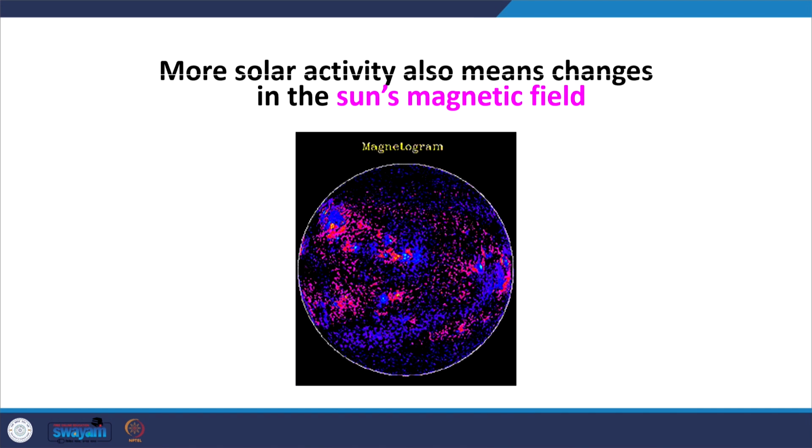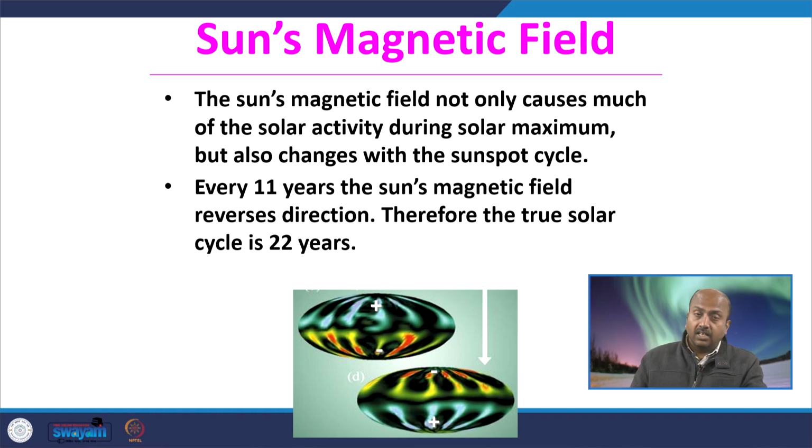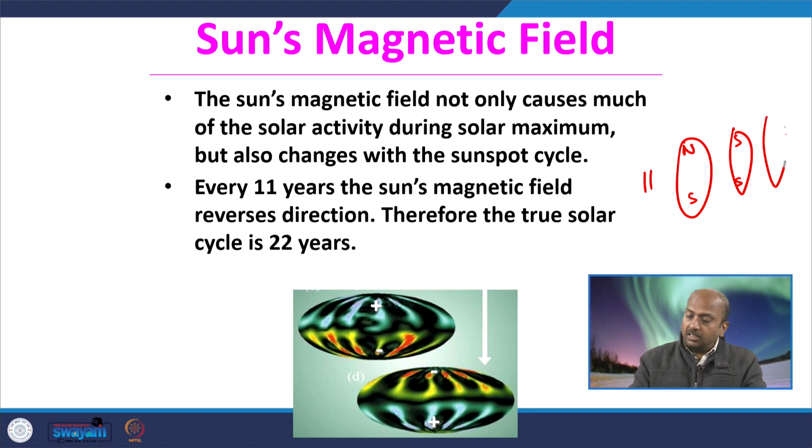And more solar activity also means changes in the sun's magnetic field. So this image shows different polarities existing on the surface of the sun. And the sun's magnetic field not only causes much of the solar activity during solar maximum, but also changes with the sunspot cycle. Okay, and the sunspot cycle is the 11-year cycle that we are referring to. So every 11 years, the sun's magnetic field changes its direction. So in 11 years, the northern pole will become the southern pole, and the next 11 years, it will again reverse. So, for the North Pole to match the geographic North Pole, it will take 11 plus 11, 22 years.